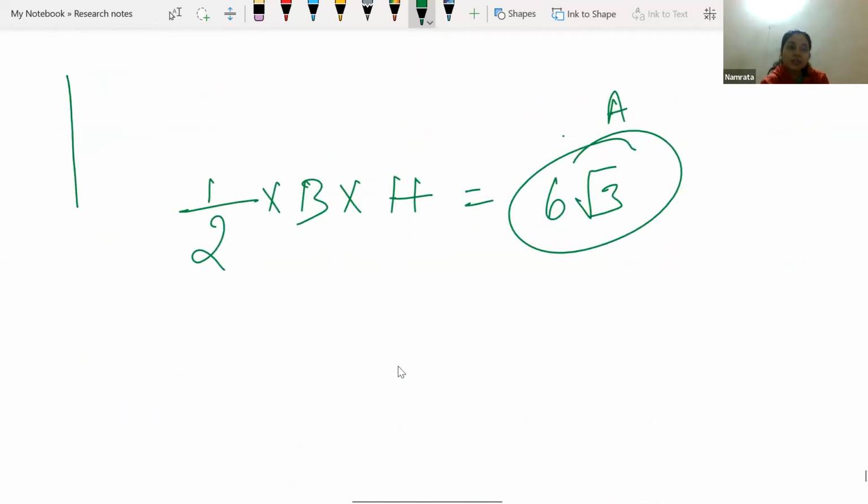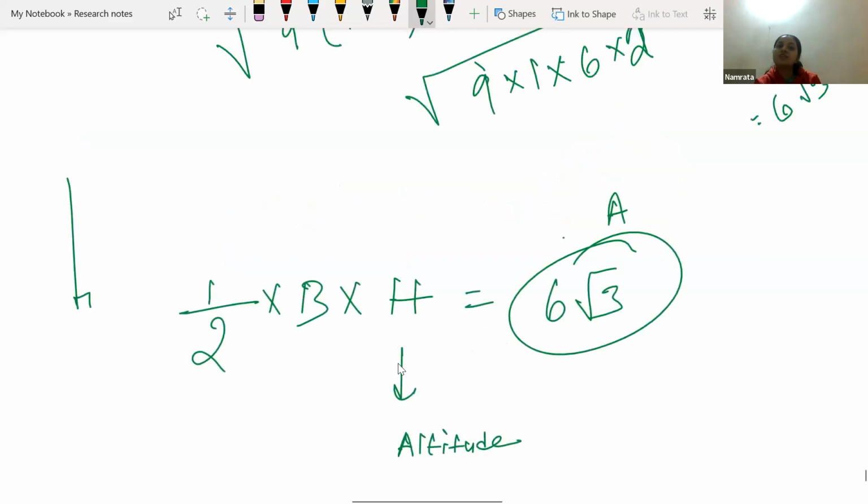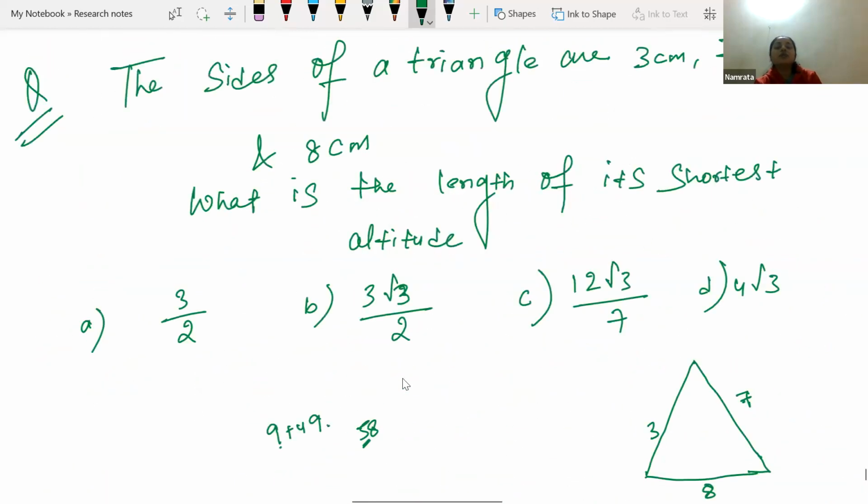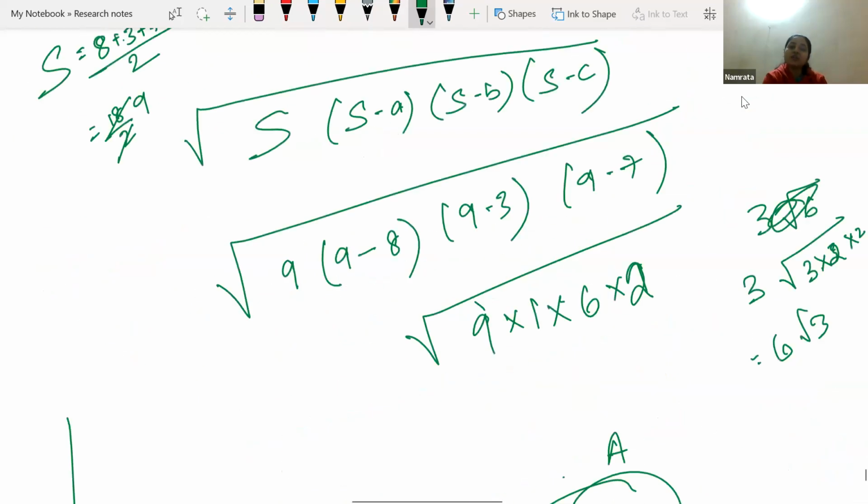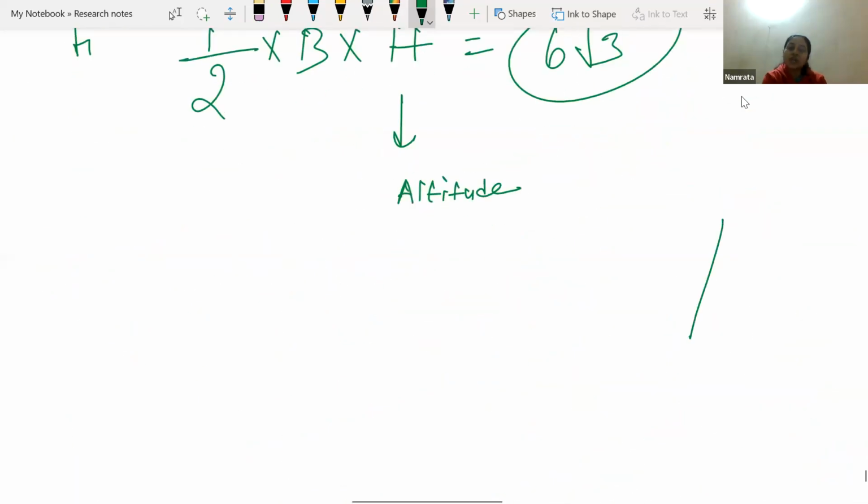Whenever we are dropping an altitude, that means we are dropping a 90-degree angle, a perpendicular. That means height. So here we have to find the altitude. Now here we have a skeleton triangle. So which side must we take as a base? Three sides are there: one side is 3 centimeter, another is 7 centimeter, another is 8 centimeter. So which one to take as a base?